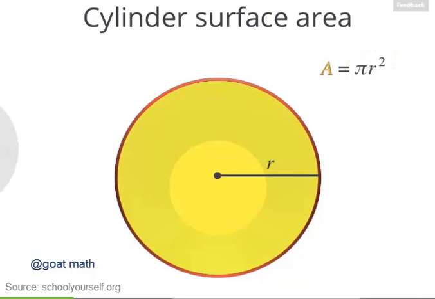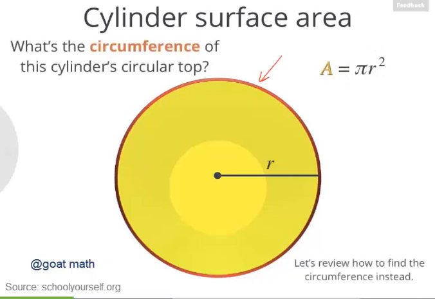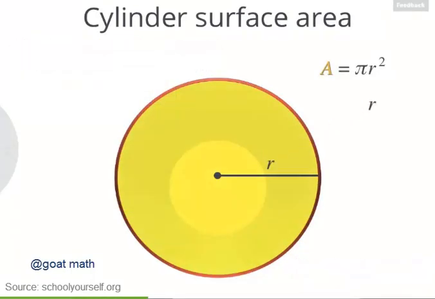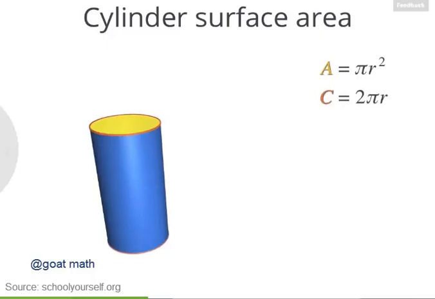Now before we find the areas of this cylinder's other surfaces, what's the circumference of the circular top in terms of the radius r? We'll be needing this later on in order to find the area of the lateral surface. Right, the circumference is 2 times pi times r. Now let's return to our original view of the cylinder.